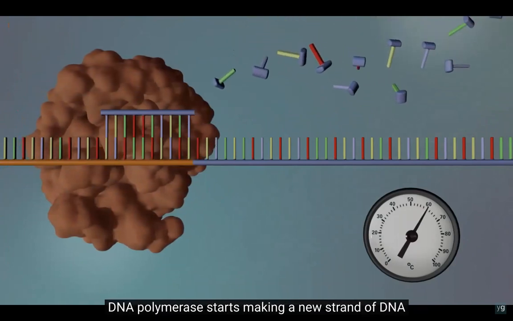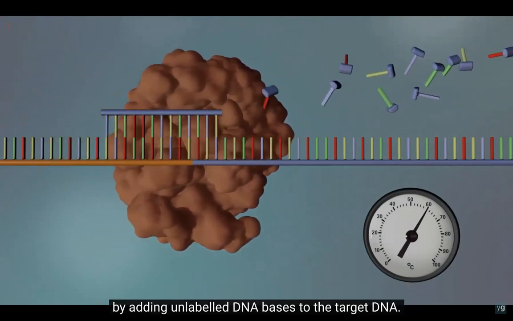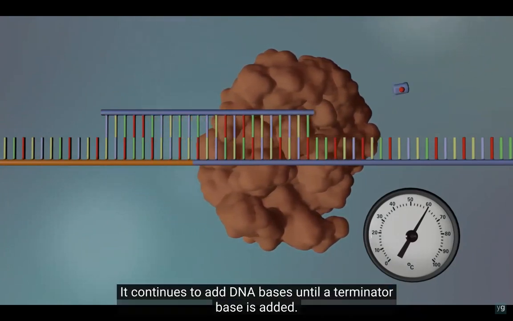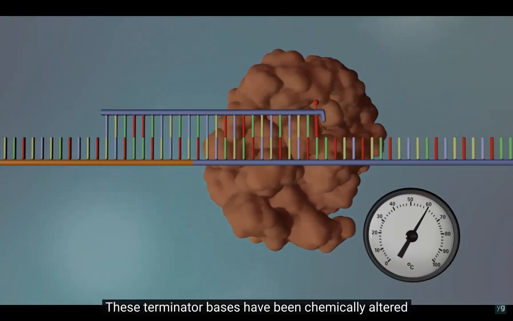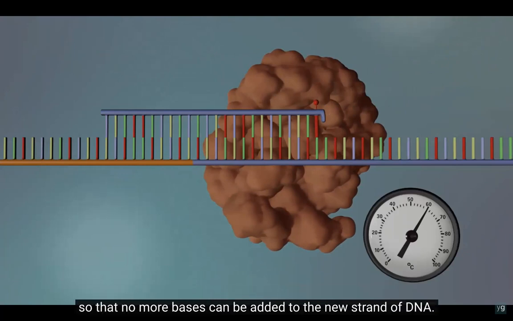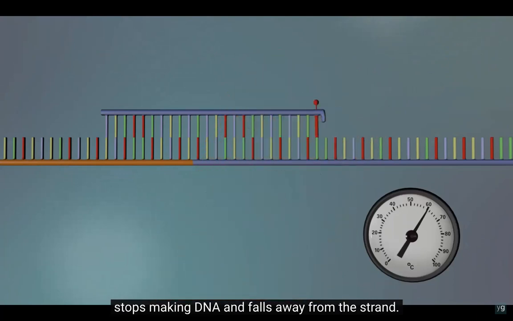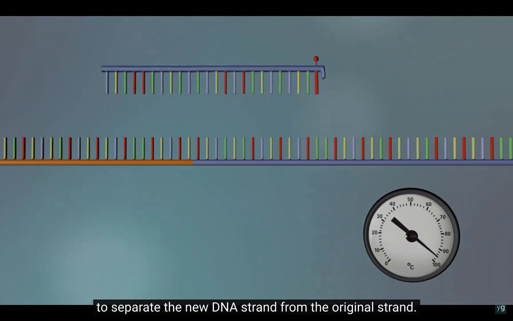DNA polymerase starts making a new strand of DNA by adding unlabeled DNA bases to the target DNA. It continues to add DNA bases until a terminator base is added. These terminator bases have been chemically altered so that no more bases can be added to the new strand of DNA. Once a terminator base is added, the DNA polymerase enzyme stops making DNA and falls away from the strand.